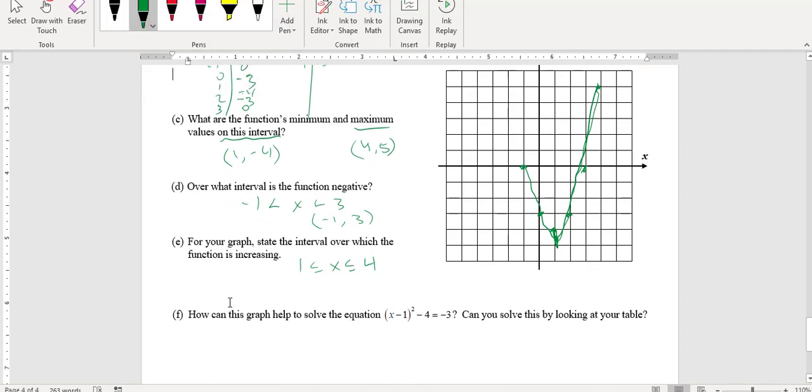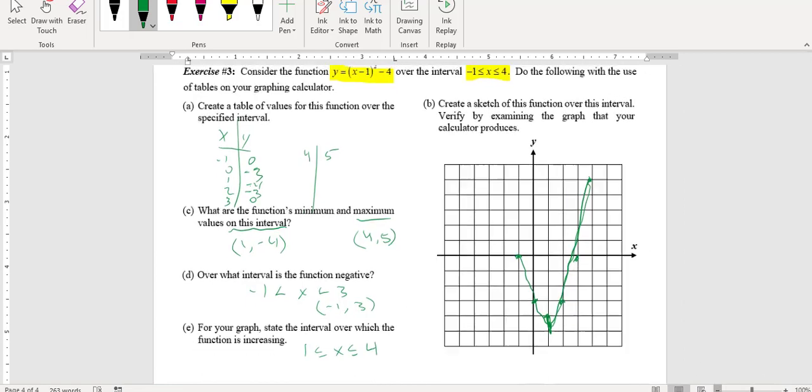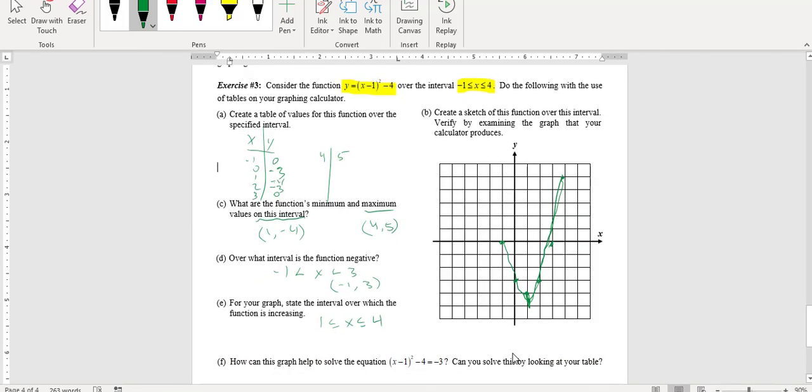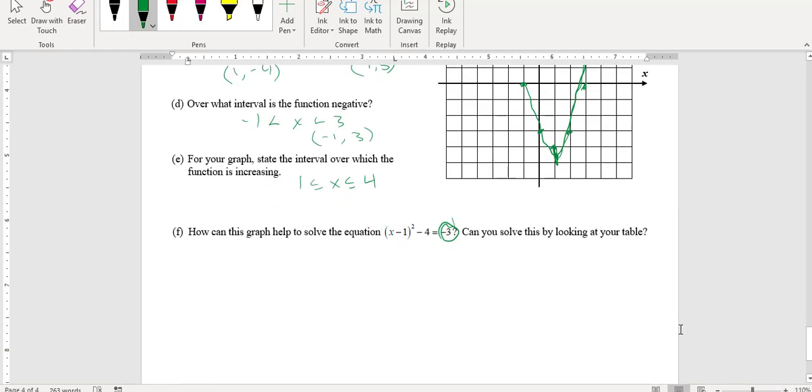Okay. How can this graph help solve this equation? How can we solve it using our table? So, how does this look different than this? Look really carefully. What's the only difference? If you notice, what's this? If you're thinking that's y, you're correct. This is basically just saying that f of x equals negative 3.